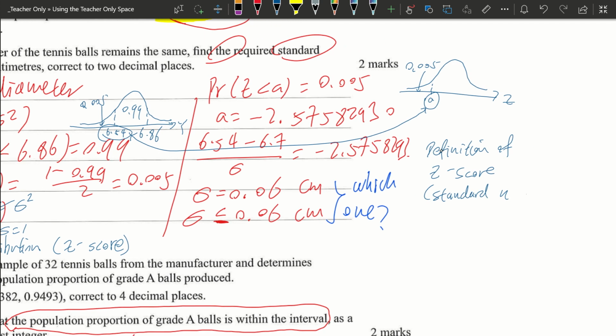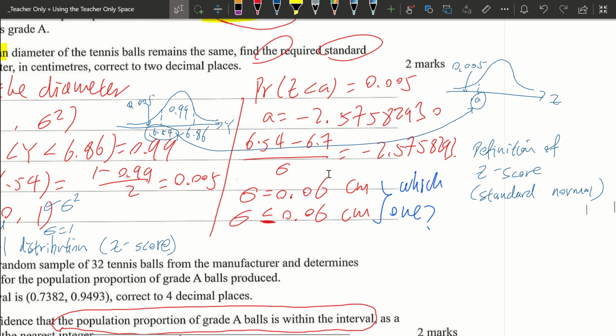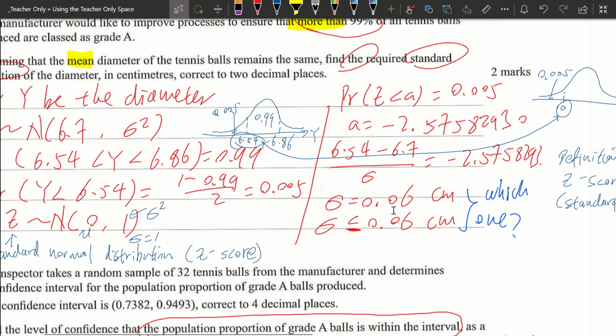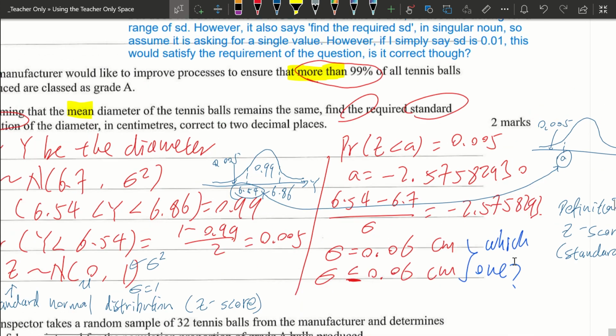Which is also the standard normal. And from this equation, I can work out the standard deviation of y, which is 0.06. So if you solve this equation, you get the standard deviation equals 0.06. Question I have written down for myself: which one? Is it equal to 0.07 or less than or equal to 0.07?